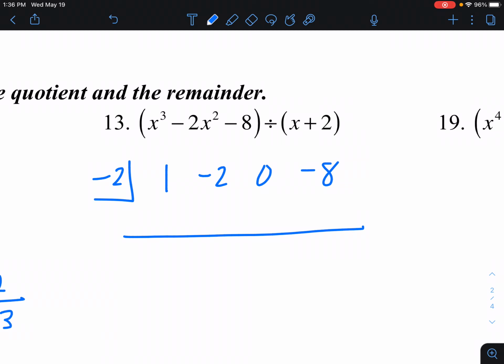All right, first term drops down. First number always drops down. Then we multiply. -2 times 1 is -2. Then add down. Then multiply. -2 times -4. Then add down. Then multiply. -2 times 8. Then add down.